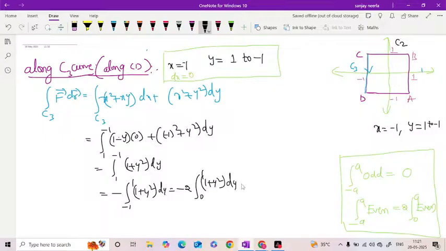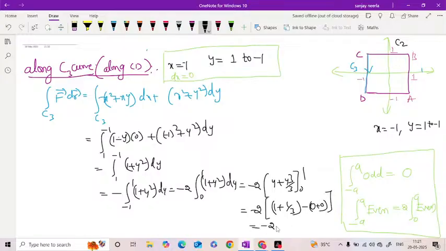But already we know the result. So minus 2 into y plus y cube by 3, limits 0 to 1. Upper limit is 1, so 1 plus 1 by 3, and the lower limit 0 gives entirely 0. Now we get minus 2 into 4 by 3, so it is minus 8 by 3, which is our third path.